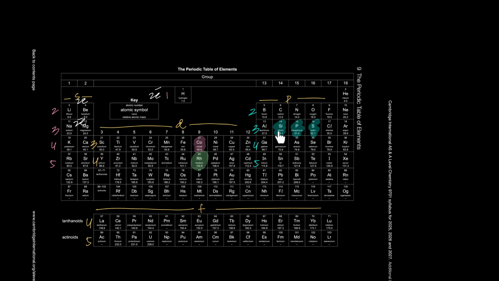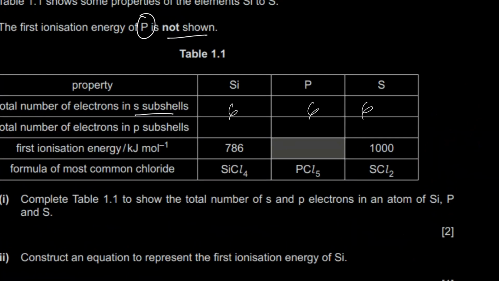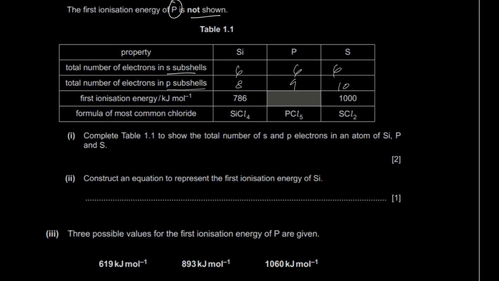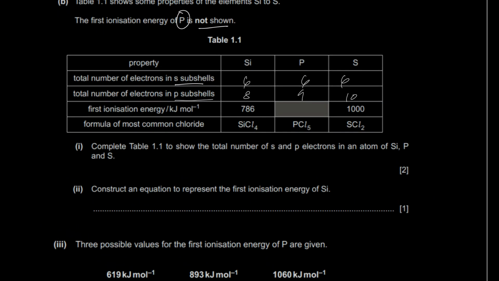How easy is this? So silicon has 6 plus 2, 8 electrons. Phosphorus has 9, sulfur has 10 in the p. See, you have to read it carefully in the p subshells. So 8, 9, 10. That's it. Literally 2 marks for 2 seconds. Complete, done, dusted.